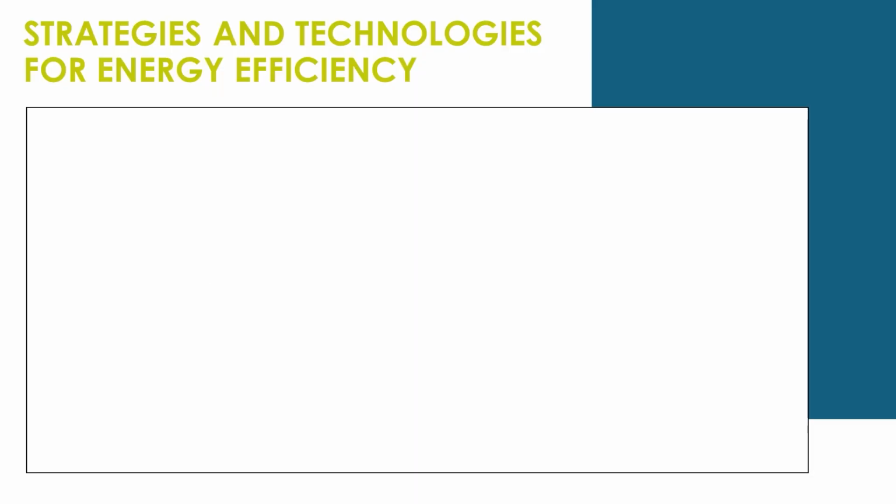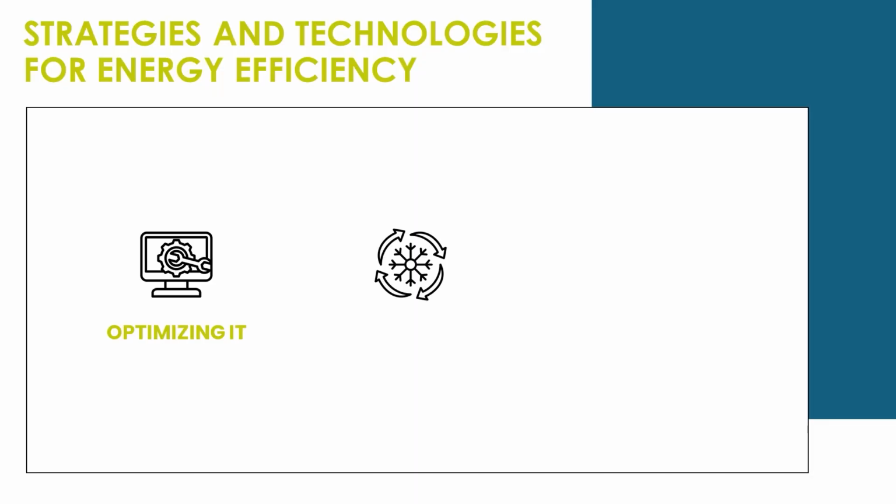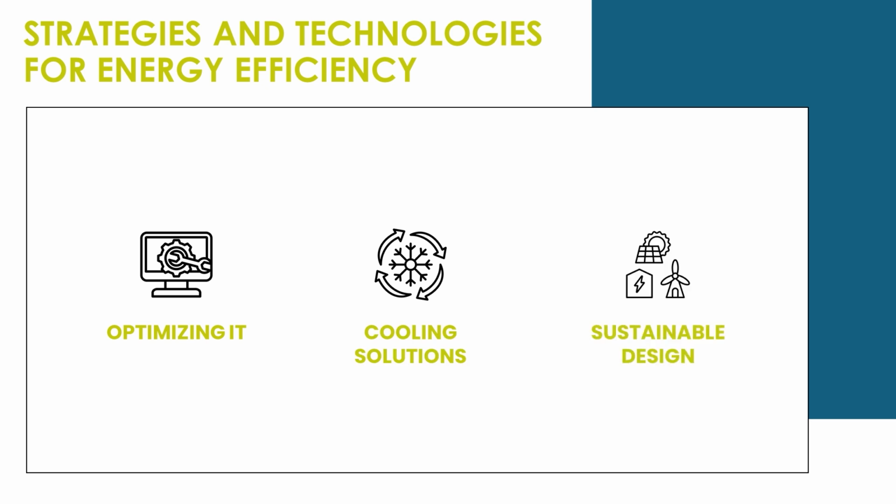In the following lessons, we will examine the three key areas of intervention. First, strategies to optimize the IT utilization and reduce the load of computing equipment. Second, solutions for cooling and environmental control. And finally, architectural and design considerations that enable long-term efficiency and integration with renewable energy sources.